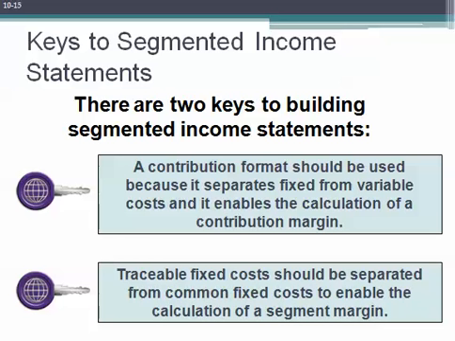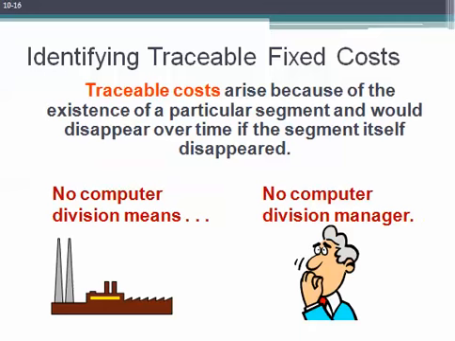our products, etc. Second, we're going to want to separate traceable fixed costs from common fixed costs, because traceable fixed costs will go away if a particular segment goes away, but common fixed costs will not disappear if a particular segment is discontinued. Let's look at that a little further.